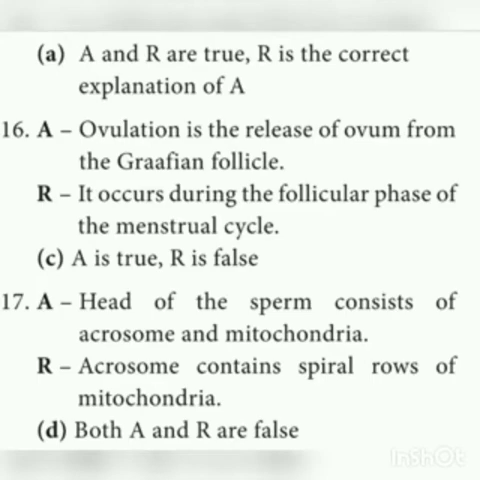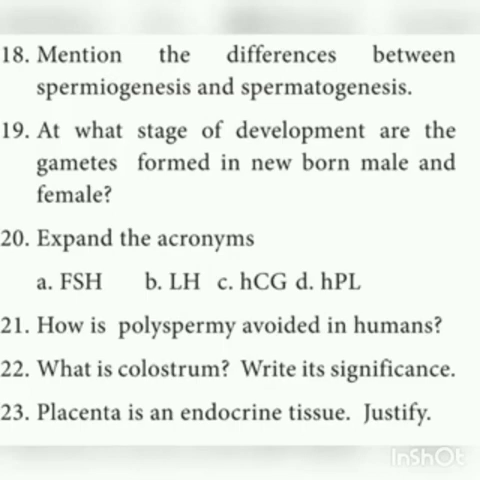It occurs during the follicular phase of the menstrual cycle. No, it's false. You might have read the menstrual cycle: ovulation takes place on the 14th day, the ovulation period, not in the follicular phase. Next one, the head of the sperm consists of acrosome and mitochondria. Mitochondria is not present in the head, but it is present in the neck region. The acrosome contains a spiral row of mitochondria. No, it's wrong, so both statements A and R are false. And the 19th question, mention the difference between spermiogenesis and spermatogenesis.